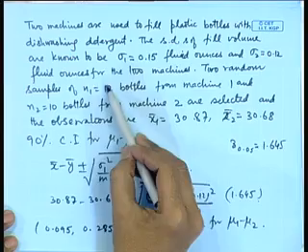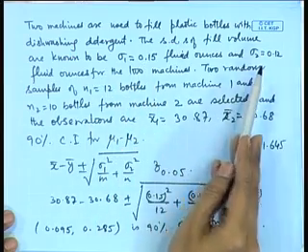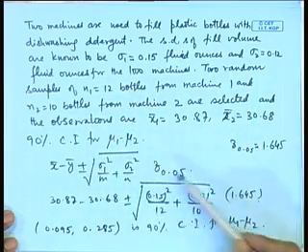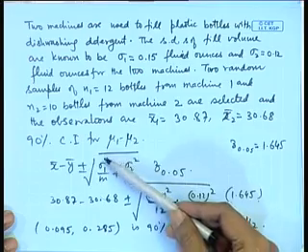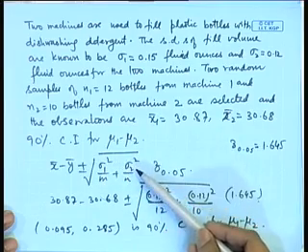So, here the variances were known, sigma 1 square and sigma 2 square. So, we have adopted a procedure where the formula for known variances is utilized here.